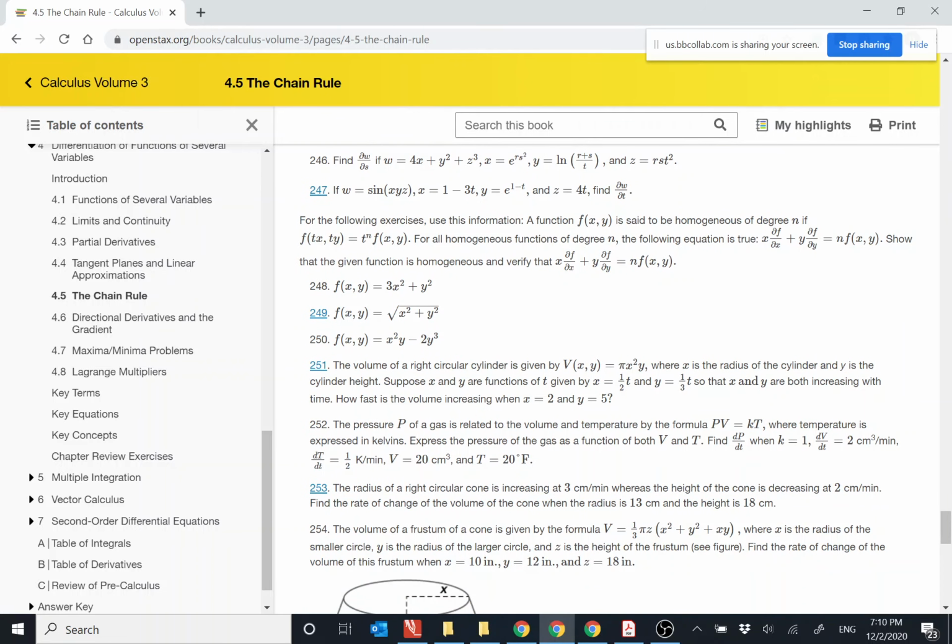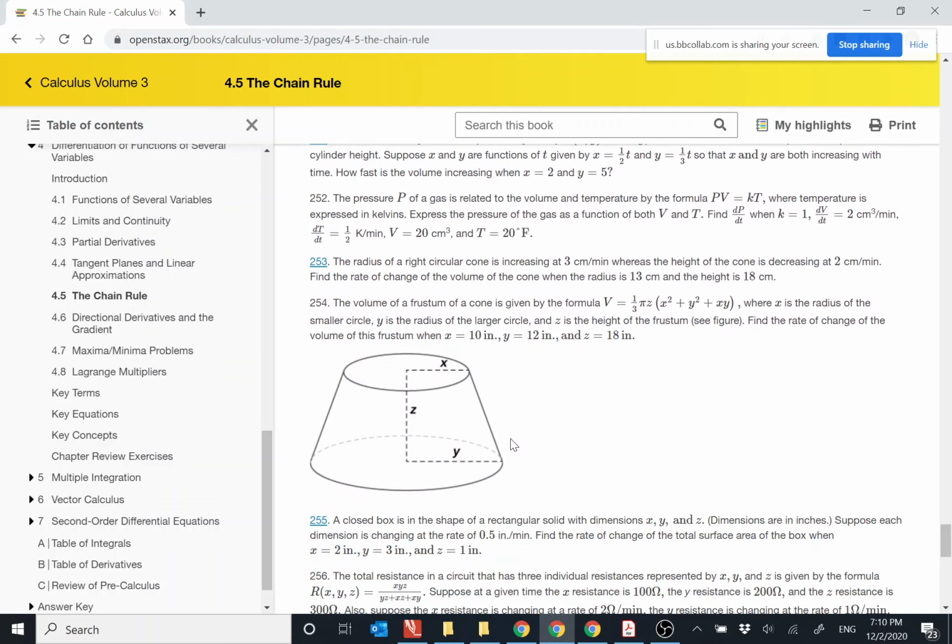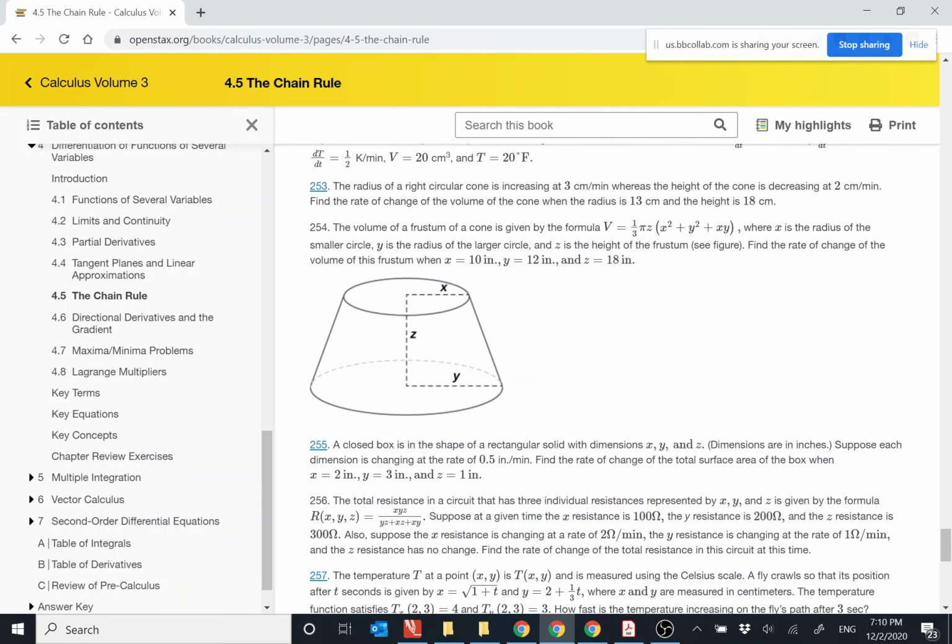Here we are. The volume of a circular cylinder. So this is one like that. The pressure of a gas. I'm pretty sure I probably did this one in the lecture. 253, circular cone, frustum of a cone, closed. 255, closed box. A closed box is in the shape of a rectangular solid with dimensions x, y, and z. Let's check out 255.